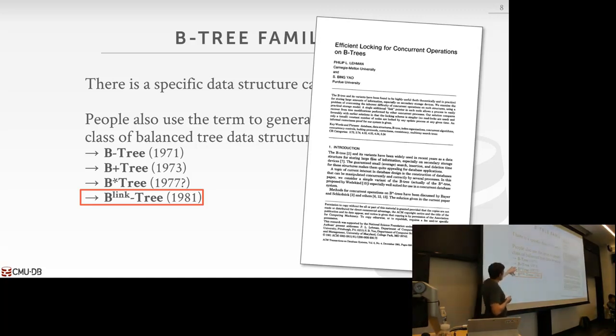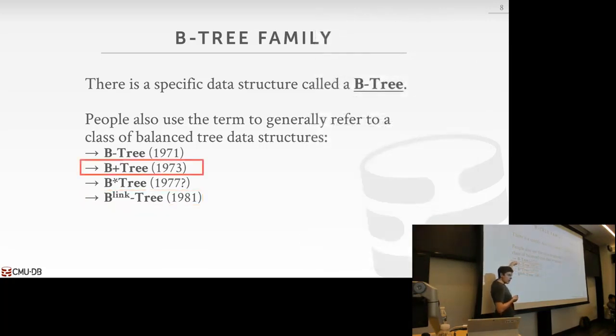The reason why I showed these other trees is that we're going to focus on the B plus tree, but in a modern system, we're not going to use it exactly the way it's described in the 1970s.